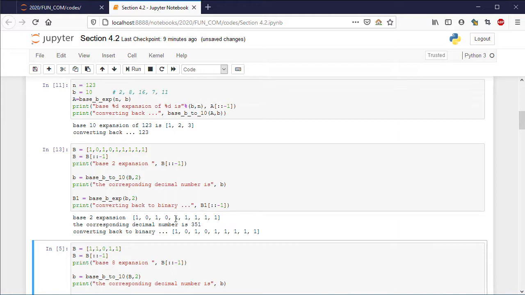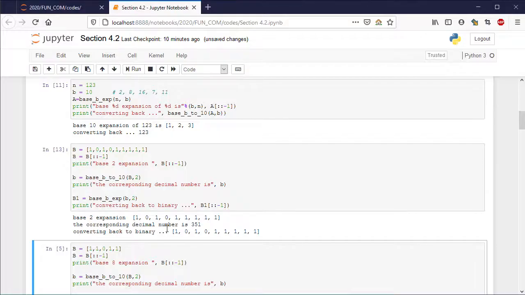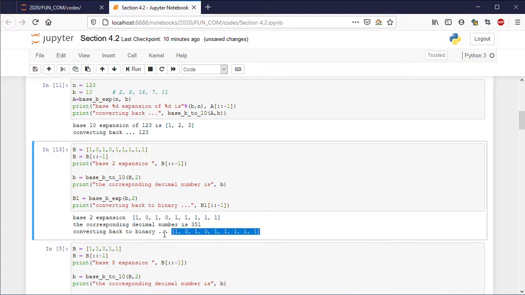1010111111, and the corresponding decimal number is 351. And so that is here. And also, when we convert that back, we are going to get this. But keep in mind that this is just for illustration only, right? In that system, the actual list, we are saving all these sequence in a reverse order.